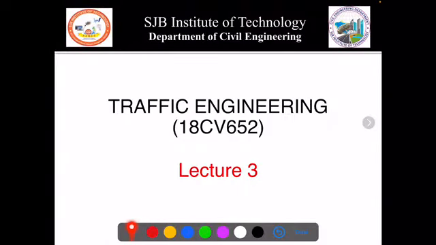Hello students, in this session we will solve a few numericals related to the braking test. In the braking test, we determine the distance required for vehicles to stop without colliding with any obstructions.